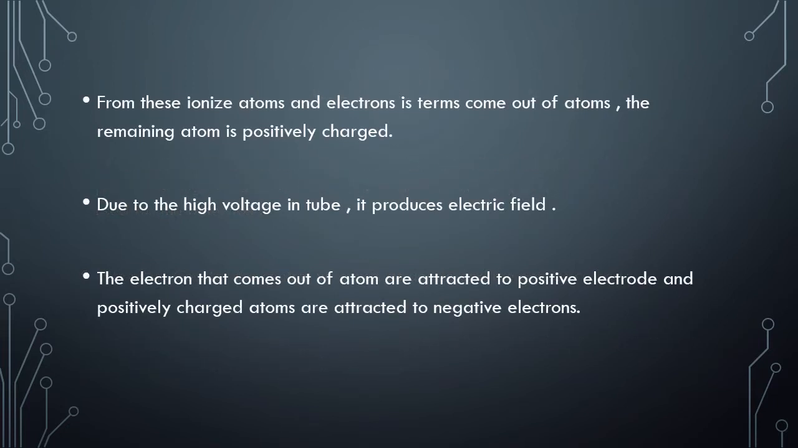From this ionized atom, an electron comes out of the atom. The remaining atom is positively charged. Due to the high voltage in the tube, it produces an electric field. The electrons that come out of the atom are attracted to the positive electrode, and positively charged atoms are attracted to the negative electrode.